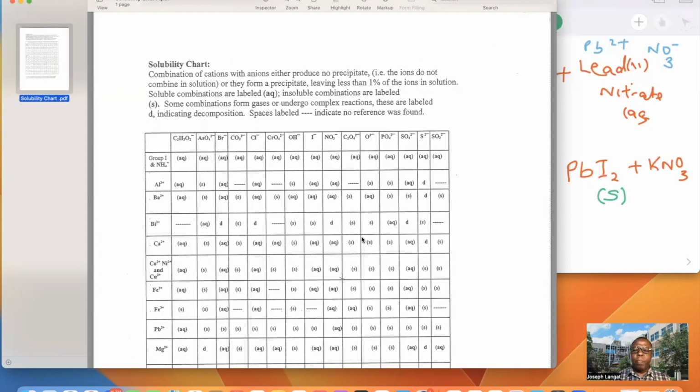I don't want you to just memorize that. You need to learn how to use the solubility chart to predict which one is solid and which one is aqueous. If you look at the nitrate ion, there are no exceptions, so this is aqueous. The exception is D, which means decompose. As soon as it's formed, it decomposes. Rarely will you see those, like a decomposition reaction; most precipitation reactions form a solid.